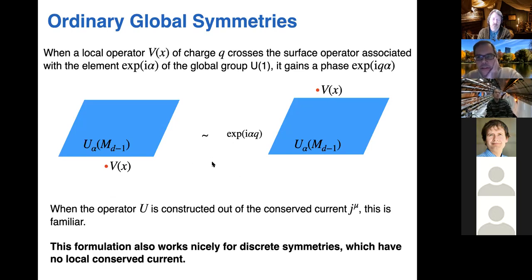Okay, so for symmetries like U(1), this might seem like an overly elaborate way of saying things that are kind of familiar. We could just talk about the current itself and its correlation functions. But one reason why this language is really useful is it also works for discrete symmetries. So for a discrete symmetry, I don't have any local conserved current. And so you might think I can only define a charge by integrating over all of space. But actually, we can still define charge operators associated with these submanifolds of spacetime, even if they're kind of small submanifolds.